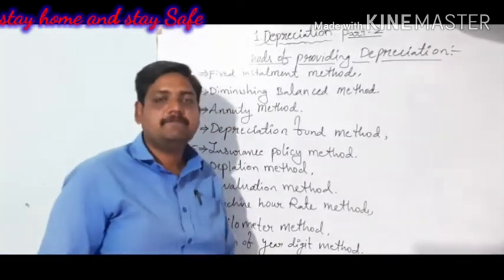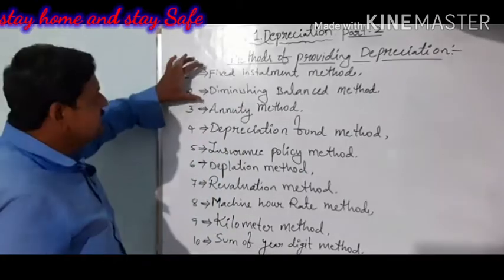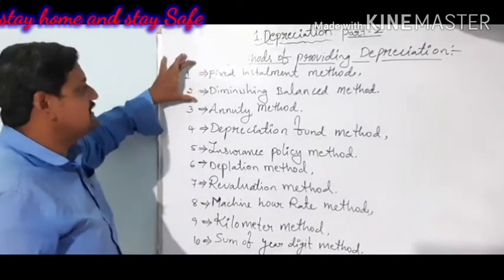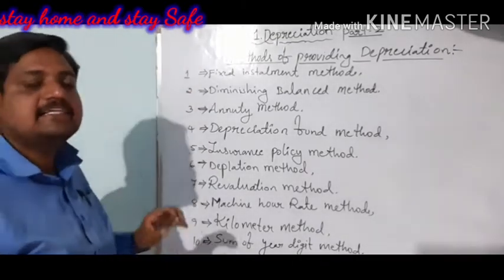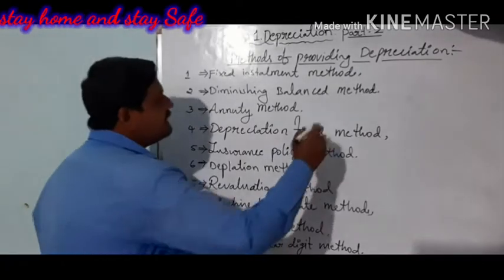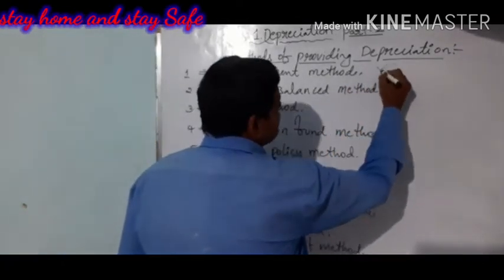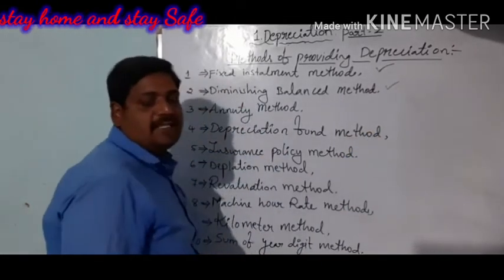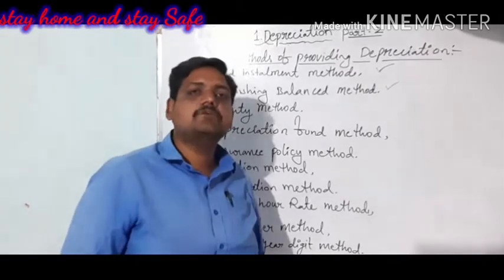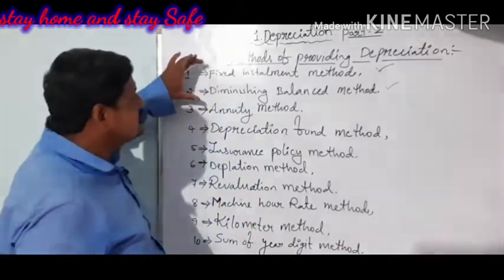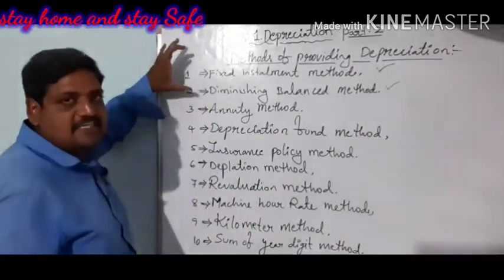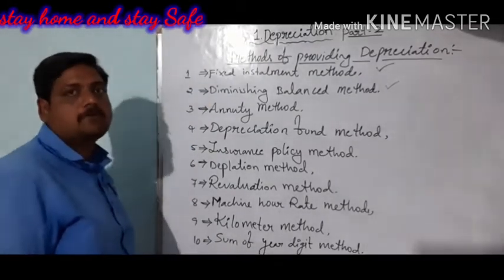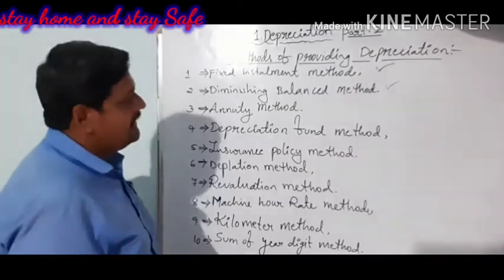But in our country, in India, only two methods are used by business merchants to calculate depreciation. Those two methods are the fixed installment method and the diminishing balance method. At present, we are going to discuss these two important methods, and depending upon them, how we are going to solve the problem.